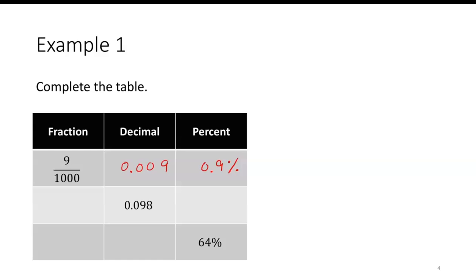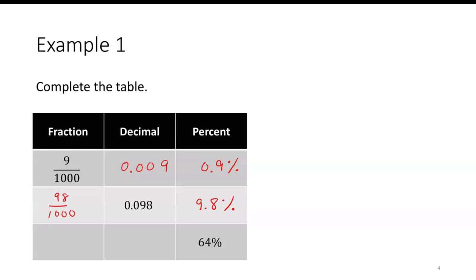For the second row, you're given 98 thousandths. You get 0.098, since the 8 is in the thousandths place, that is 98 thousandths. So as a fraction, that would be 98 over 1,000. As a percent, you would move the decimal 2 places to the right, and we would have 9.8%.